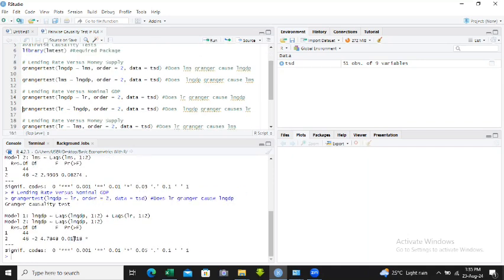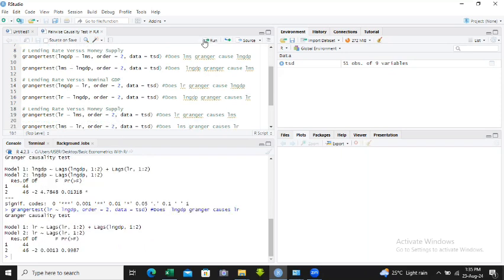Yes, you can see the result. Judging by the p-value, you can see lending rate Granger causes nominal GDP. Now let's also run this, that is, does log of nominal GDP Granger cause lending rate? This is not significant. So it means that we have just one-way causality between lending rate and nominal GDP. Although lending rate Granger causes nominal GDP, nominal GDP does not Granger cause lending rate.